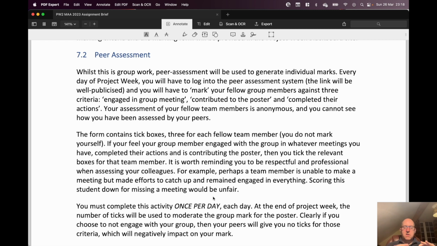It's tick boxes, 3 for each fellow team member, and you've got to do it every day, once per day. You log in, fill out the form, press submit, and you do that every day of the week. Okay. And obviously, if you feel your group member engaged with the group in whatever meetings you have, completed their actions and so on, then you obviously tick the 3 boxes for that team member.